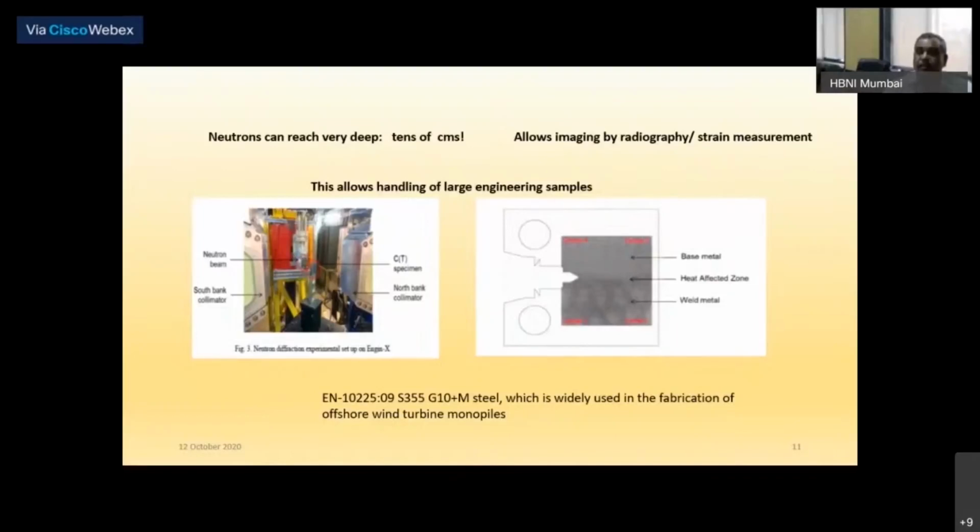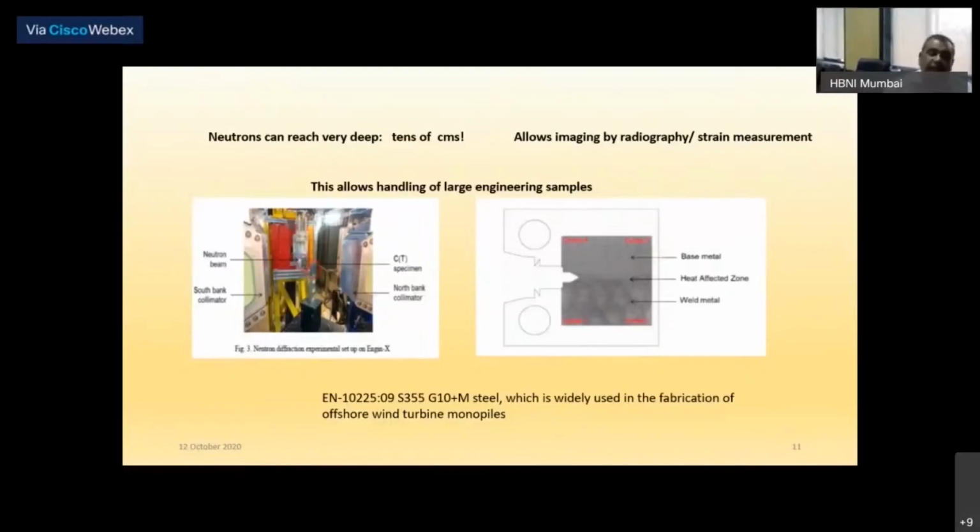Even sometimes the job may be as large as this, and you can do selective diffraction on small parts of this material and find out the strain after welding, before welding, or after some mechanical processing in the system.